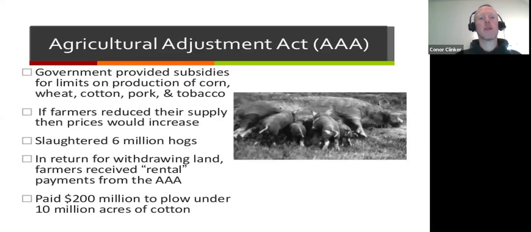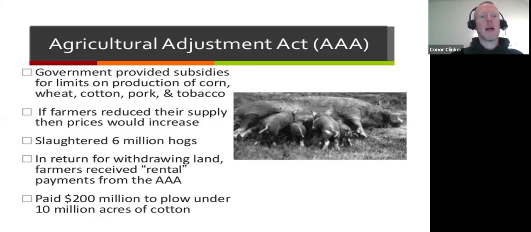Why? Because if the farmers reduced their supply, prices would increase. Supply goes down, demand goes up, price follows demand. How did they limit their supply? They slaughtered 6 million hogs. How do you limit the supply of bacon? Kill 6 million pigs and don't process them, just bury their corpses. Seems wasteful, no? But it fits the theory of supply and demand.